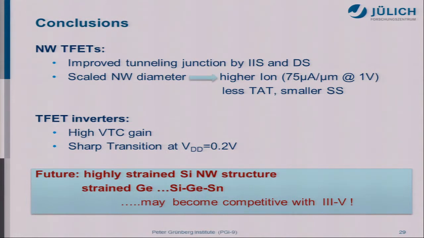So for the future work, we are working on the highly strained silicon nanowire structures, as I showed you, and also we are trying to use strained germanium and silicon germanium, these direct materials with a smaller band gap. So this material could be competitive with III-V materials.